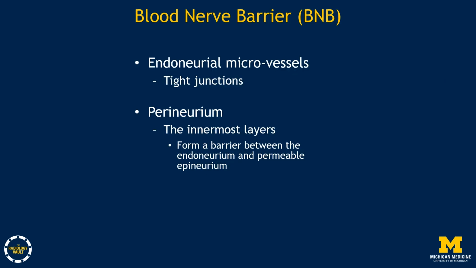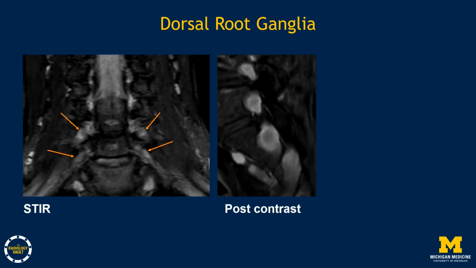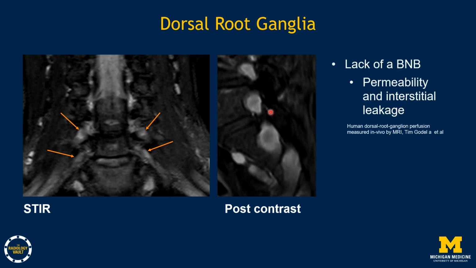All peripheral nerves have a blood-nerve barrier formed by tight junctions in the endoneurial microvessels, as well as by the innermost layer of the perineurium. An exception to this rule are the dorsal root ganglia, which are permeable and therefore undergo enhancement in post-contrast studies, as you can see in this case here.